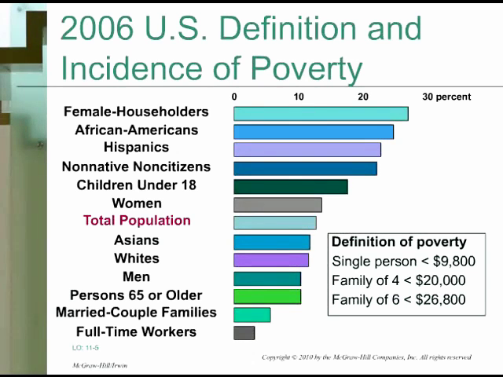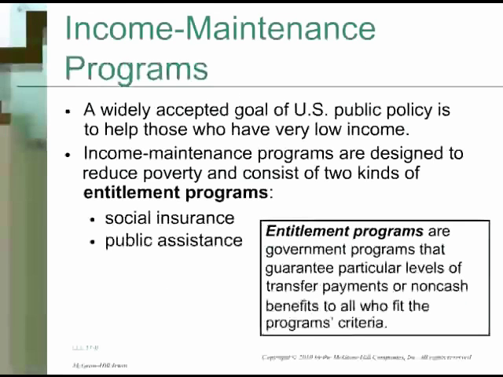The poverty rate among African Americans and Hispanics was a lot higher than among Asians and whites. The poverty rate among women was higher than among men. Full-time workers and married couple families had the lowest incidence of poverty. A widely accepted goal of U.S. public policy is to help those who have very low income.